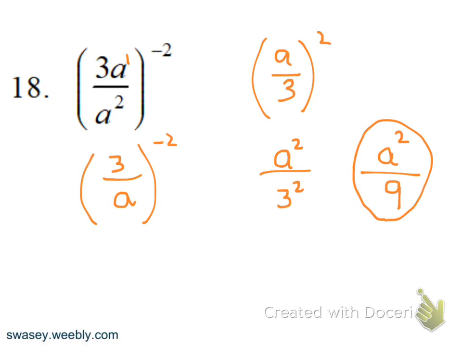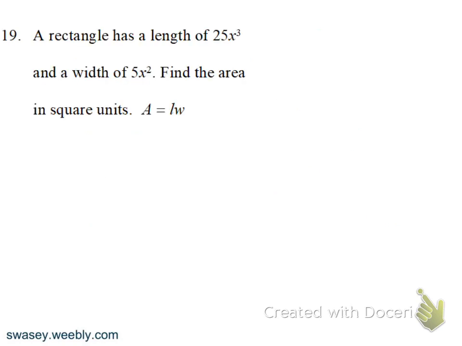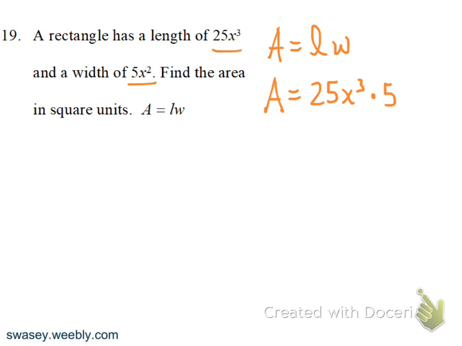3 squared, 3 times 3. Area of a rectangle, length times width. In this case, the length is 25x cubed. So we'll replace L with 25x cubed. And then the width is 5x squared, so we'll replace W with 5x squared.